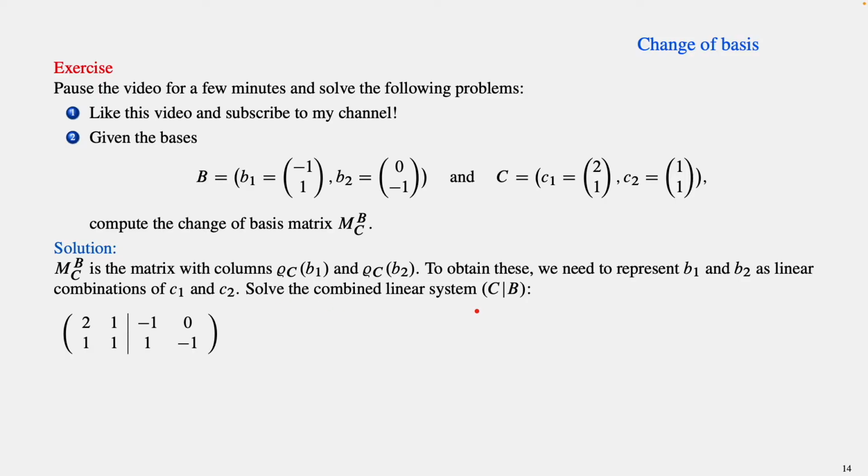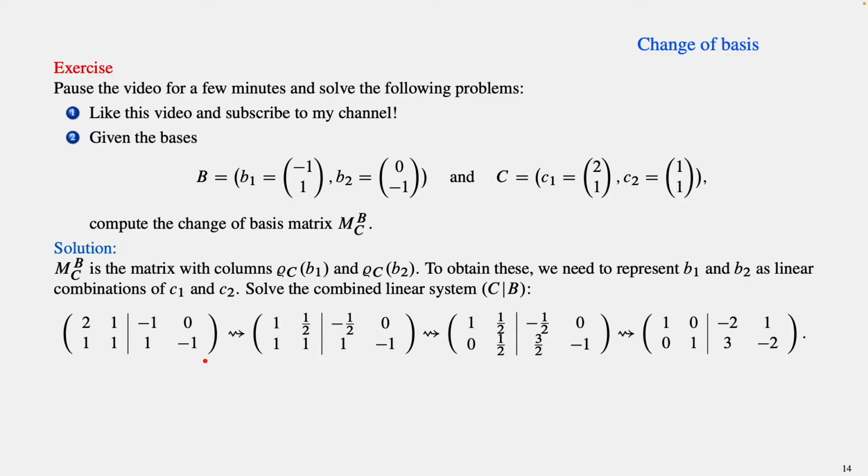To do this, we solve the combined linear system where we write the basis vectors c1, c2 on the left-hand side and b1, b2 on the right-hand side, which is this one. And I've written out the steps here. You can think what happens. So first we divide the first row by 2. And then we subtract the first row from the second one. And then we multiply the last row by 2, and actually we subtract the last row from the first one, and then we multiply it by 2, and this is what we end up with.